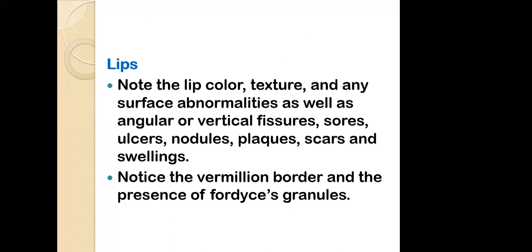Lips. You want to look at the lip color and texture, and rule out any abnormalities, such as angular or vertical fissures, sores, ulcers, nodules, plugs, scars, and any swellings. You want to notice the vermilion border and the presence of what we call Fordyce granules. Vermilion is basically that thick part of the lip. You want to see, is it normal or not?